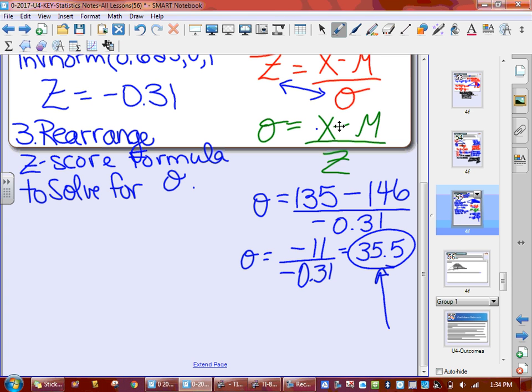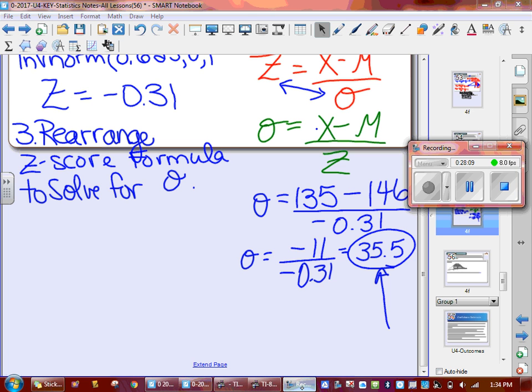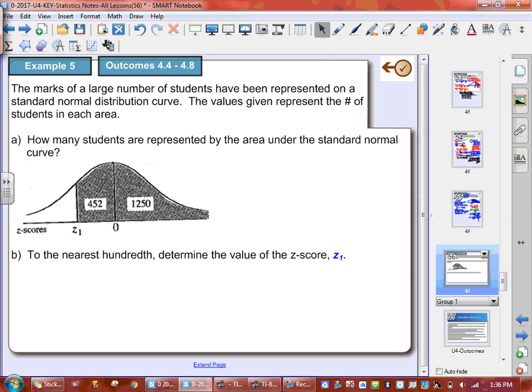Okay, final question here. The marks of a large number of students have been represented on our graph here. The values given represent the number of students in each area. So this is a question where they don't tell us the total, but we can easily find the total out by the diagram. So how many students are we talking about for a total of students? Well, if we cut our diagram in half, this is our half right here. How many are on the right-hand side? 1250. So that means 1250 should be on both sides.